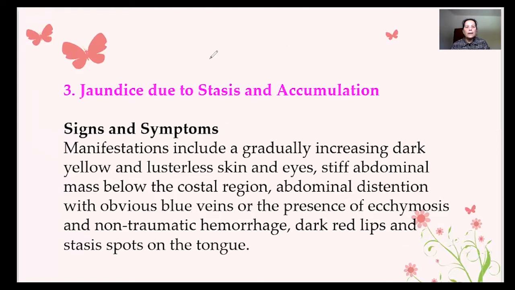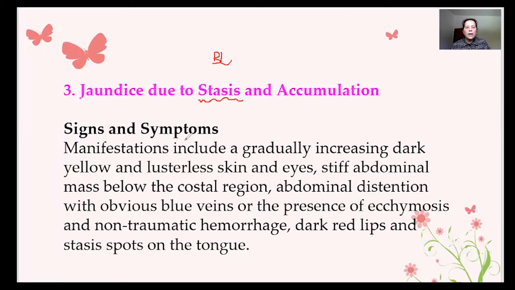Then we're talking about another pattern: jaundice due to stagnation. Stagnation here, basically, we're talking about some blood stasis. Blood stagnation. It's not truly qi stagnation. It's blood stasis. So this pattern is more severe compared with the last two patterns.